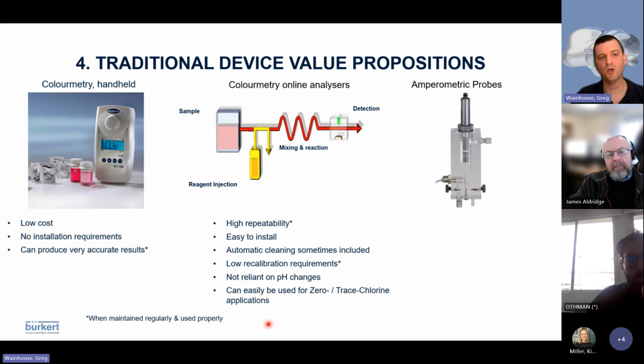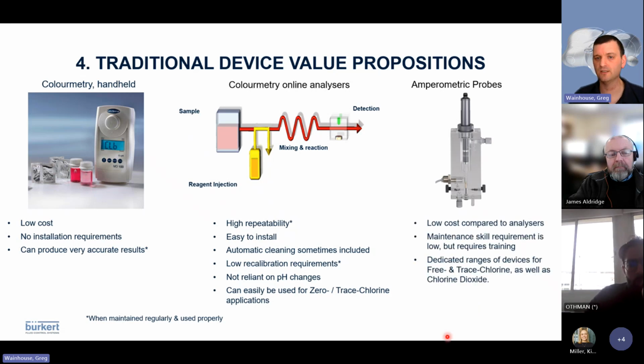What I will highlight, though, is that both colorimetry and ion analyzers, although they are very accurate, highly repeatable, and have low recalibration requirements, only have those qualities when they are maintained properly, regularly, and used in the right kind of environments, because you do get things like biofouling and sometimes scaling inside of these, so they do need maintenance. They're only repeatable and accurate when they are looked after and maintained.